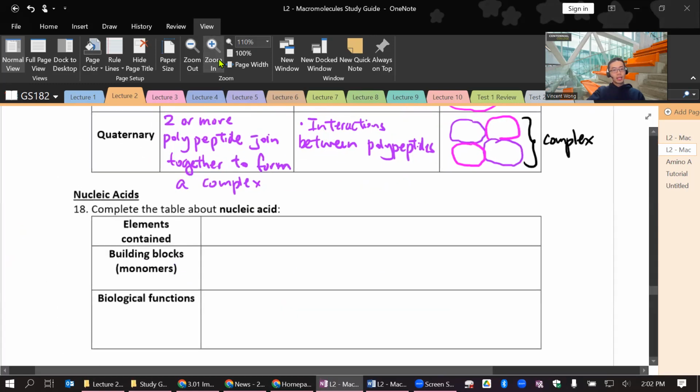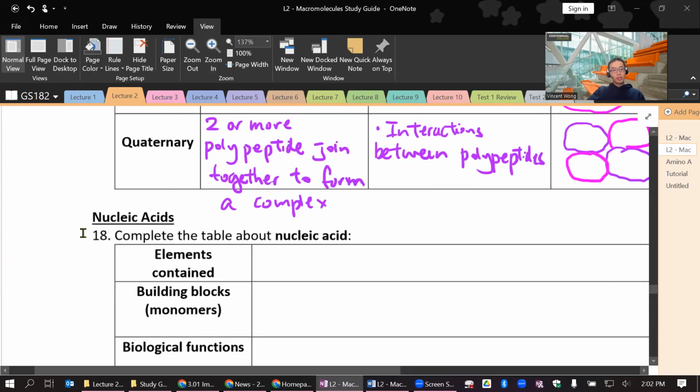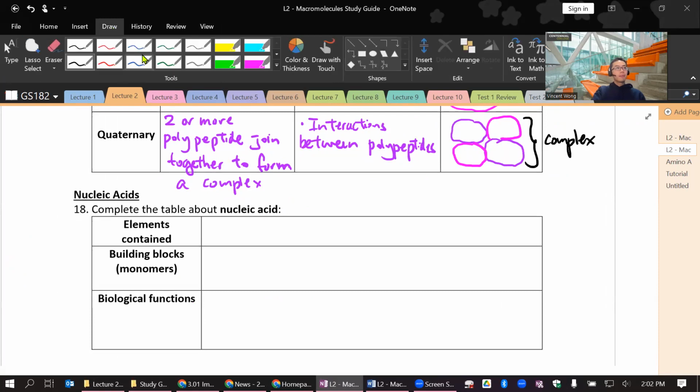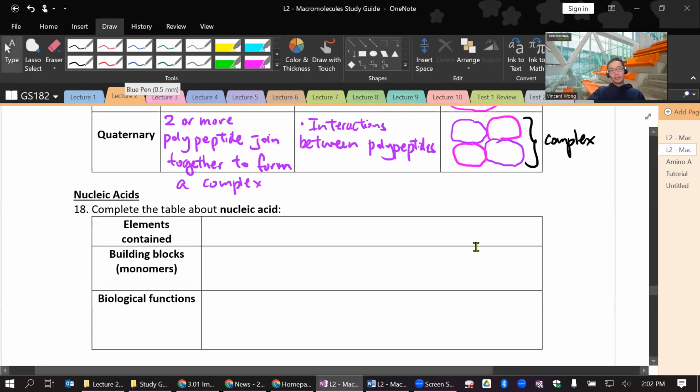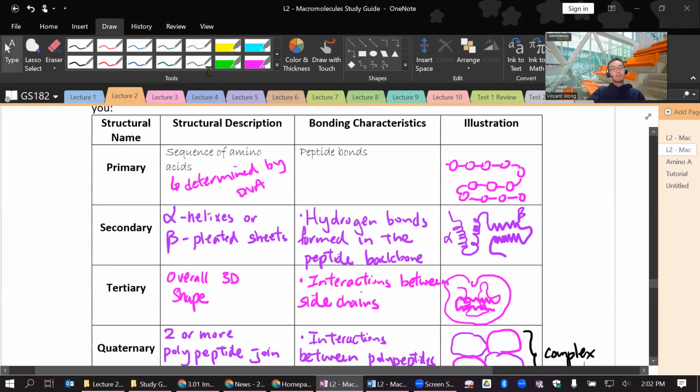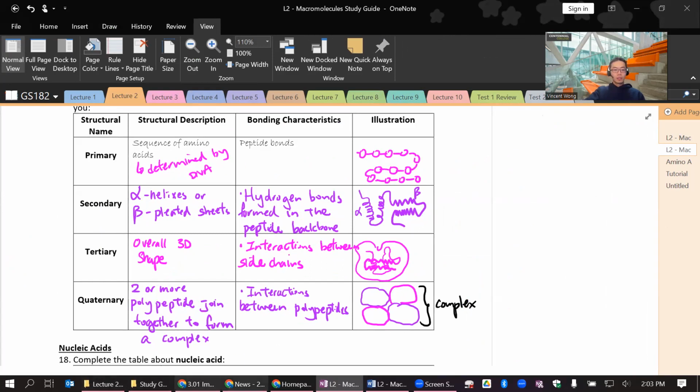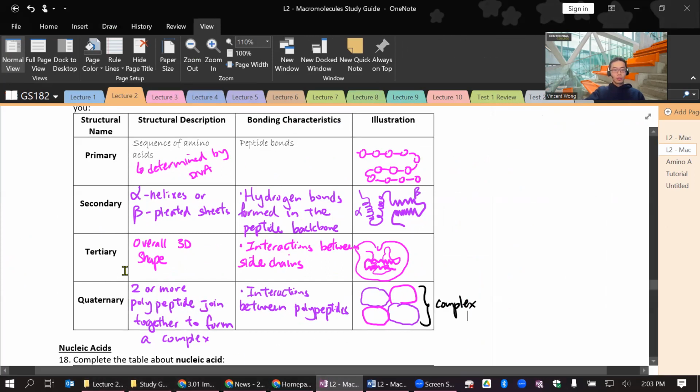We're going to move on to the last one, which is the nucleic acid. So, sorry, Vincent. No problem, go ahead. I'm not really sure I understand the structures. Could you briefly go through the tertiary and quaternary structures again, please?